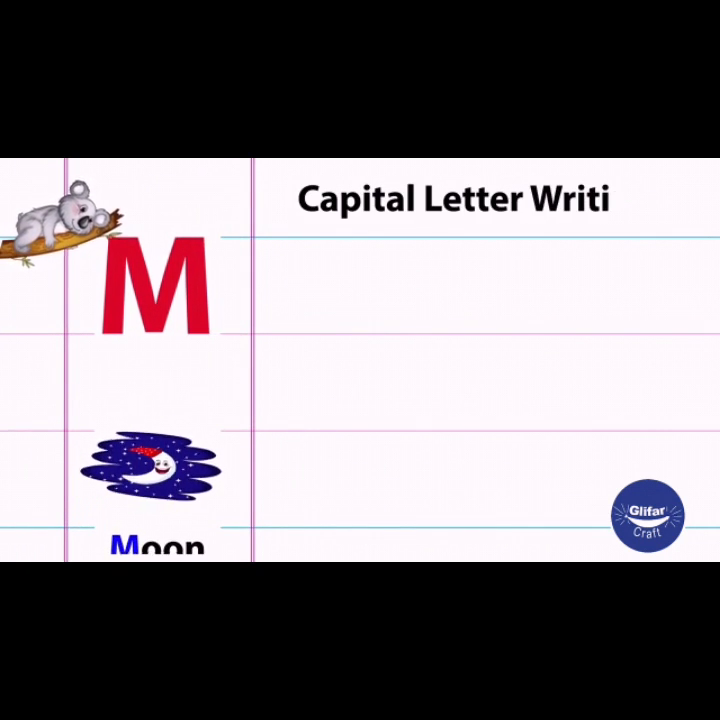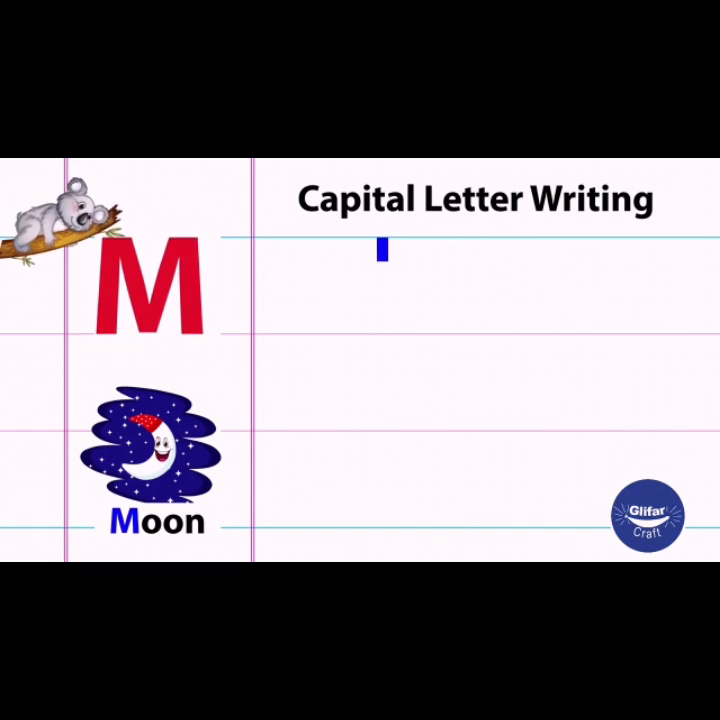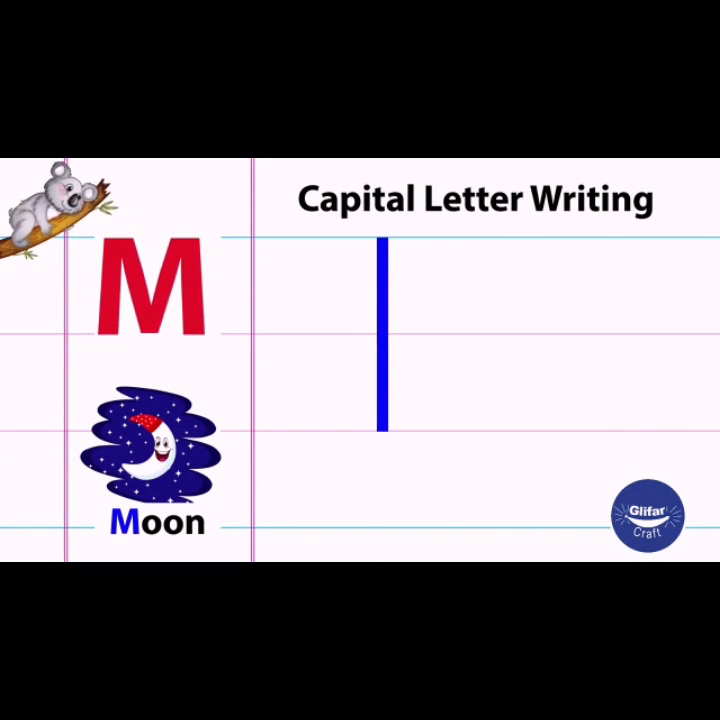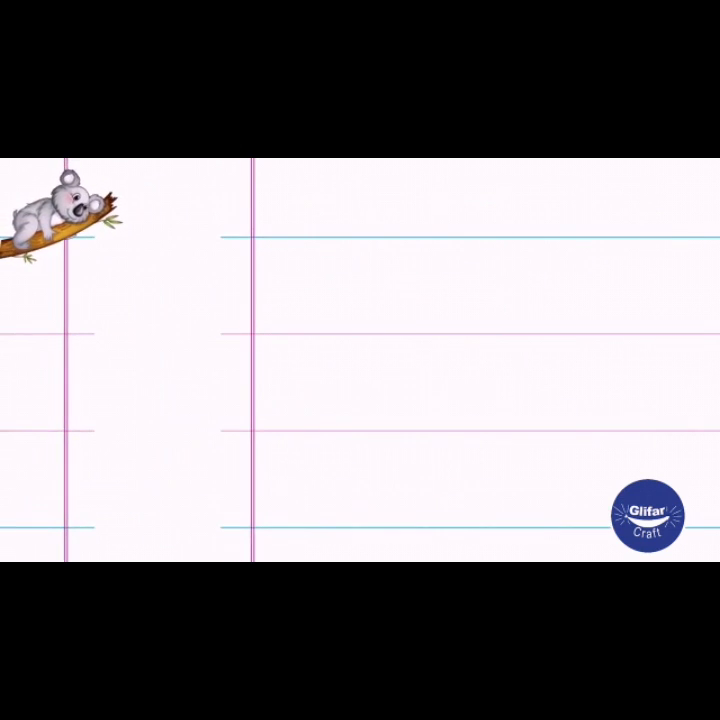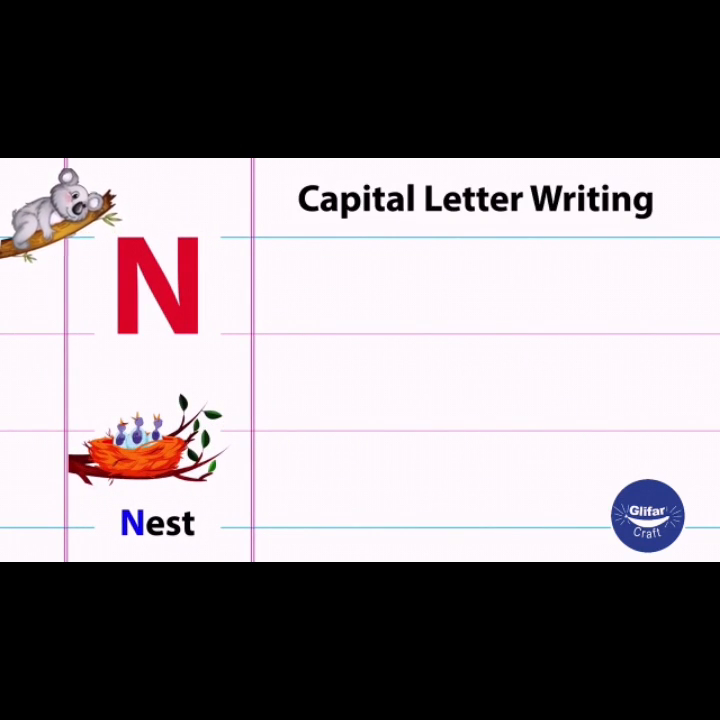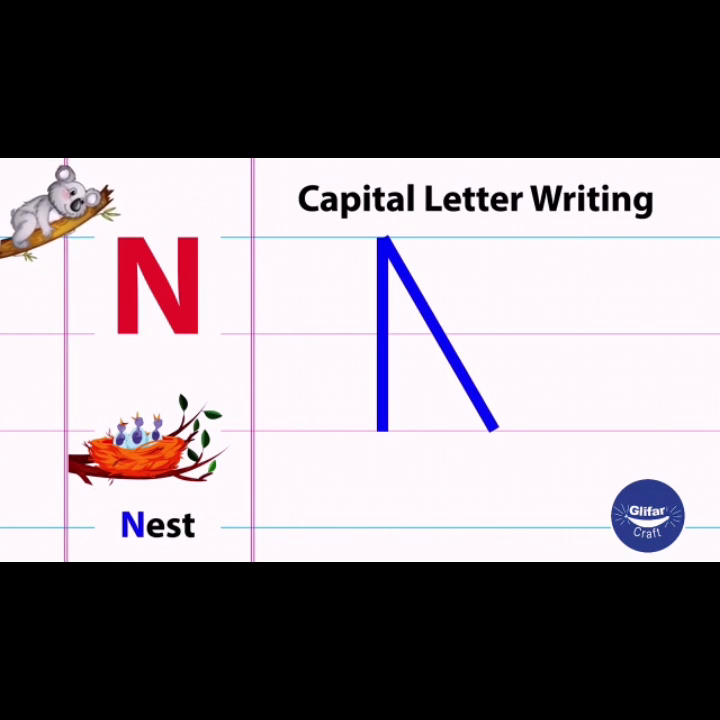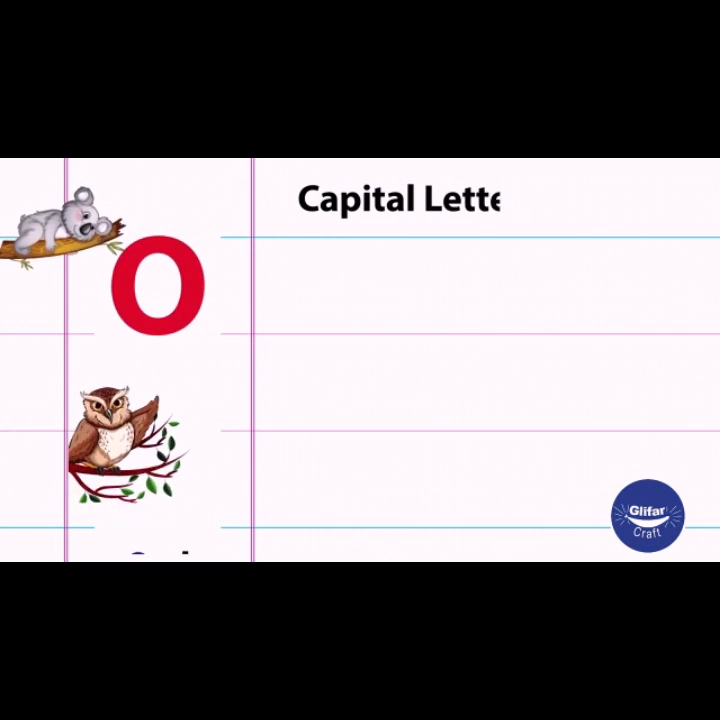Next letter is letter M. Moon. We will use a standing line, then a slanting line, one more slanting line. Yes. Then a standing line. Again, moon. Letter N. Nest. We will use a standing line, then a slanting line, one more standing line to join the slanting line. N.